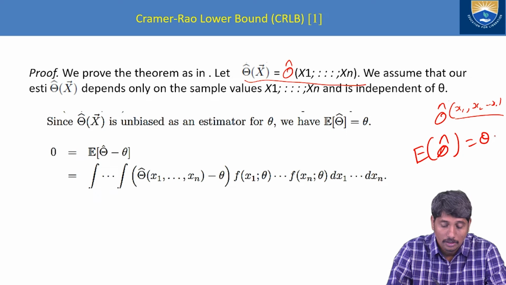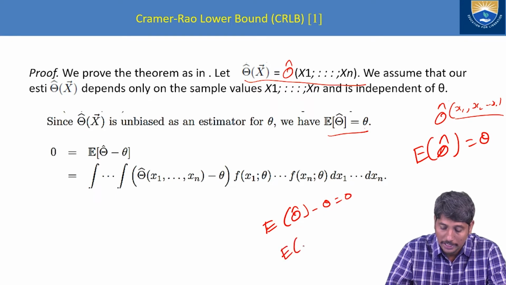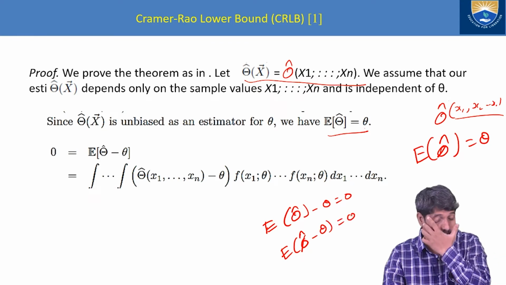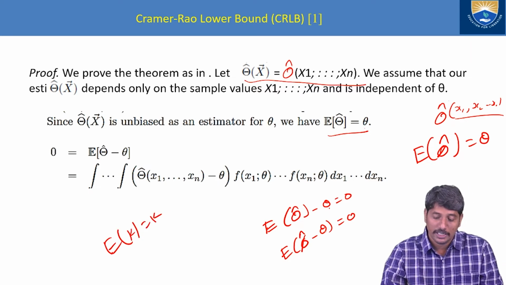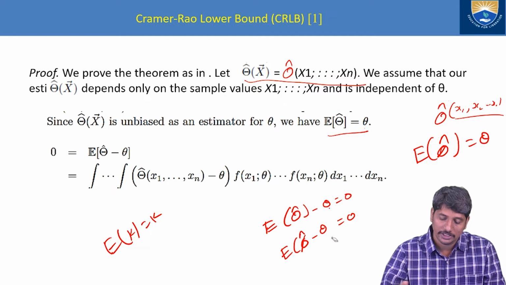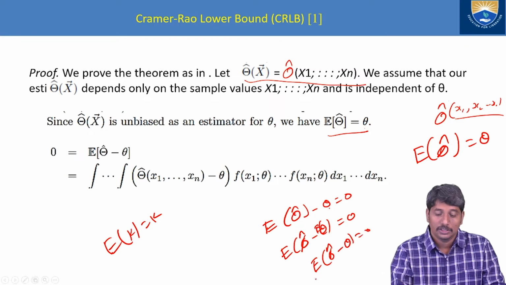Now, when you assume that and bring theta to the left side, expectation of phi cap minus theta is equal to 0, because expectation of a constant is the constant. We know that the expectation of a constant is that constant. Theta could be written as expectation of theta. That is why this becomes expectation of phi cap minus theta is equal to 0.